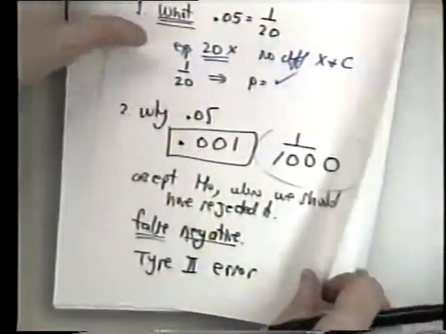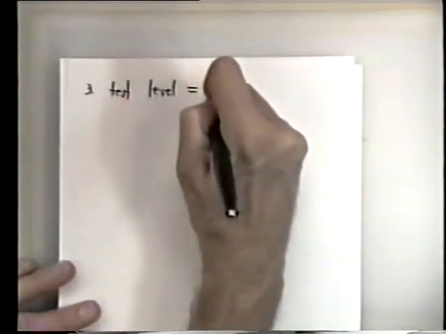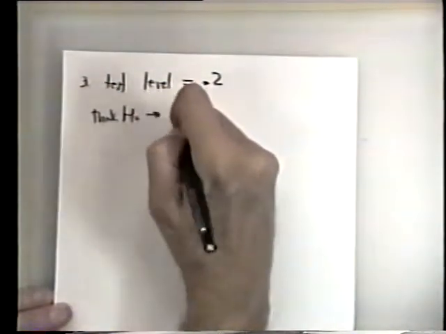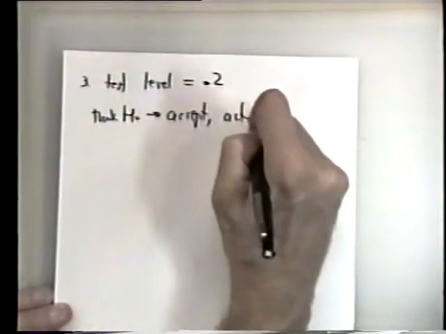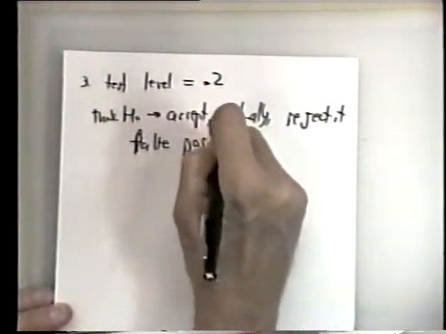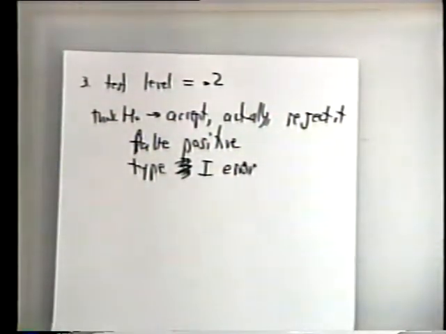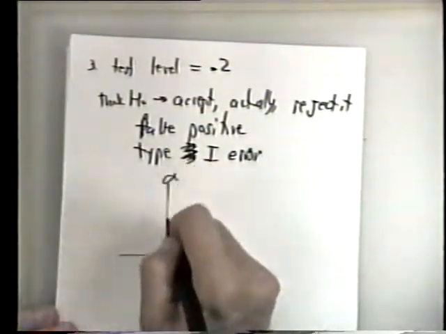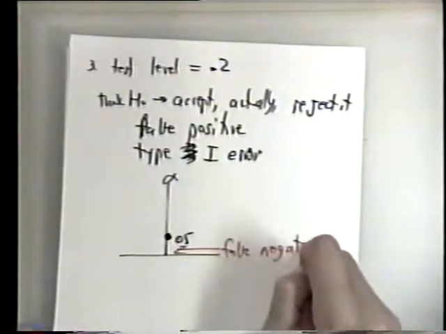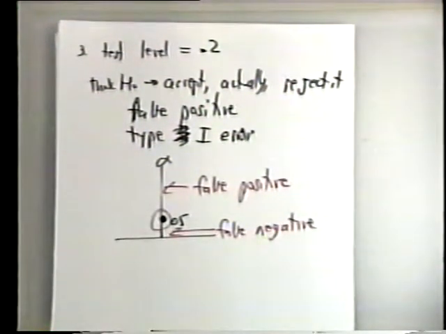And the same thing happens if we set the level too high. So if we set this test level, for example, at 0.2, this means sometimes we'll get a result, that is, we'll think H0 should be accepted when actually we really should reject it. And this is called a false positive, or a type 1 error. So we have to pick this level, if this is the alpha level, and we set it at 0.05. If we pick it too low, then we'll get false negatives. And if we pick it too high, we'll get false positives. So we pick it at 0.05 as a reasonable compromise.